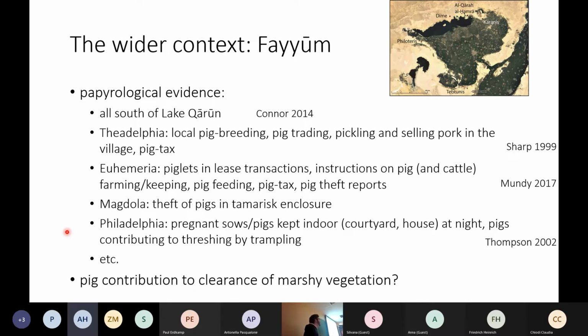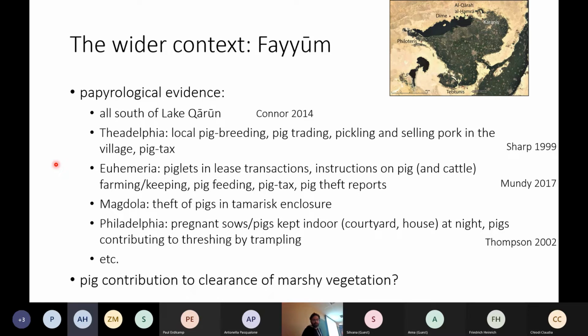For the Fayyūm, we don't have other assemblages, but we have plenty of papyrological evidence referring to pig. And the first thing that we can consider is that all these references refer to locations south of Lake Karun. So again, possibly a confirmation of what we have concluded before. In Philadelphia, there are mentions of local pig breeding, trading, the pickling and selling of cured pork. We have in two different settlements reference to a pig tax, so it looks like it would have been something important. In the Ewem area, we know that piglets were used in lease transactions.